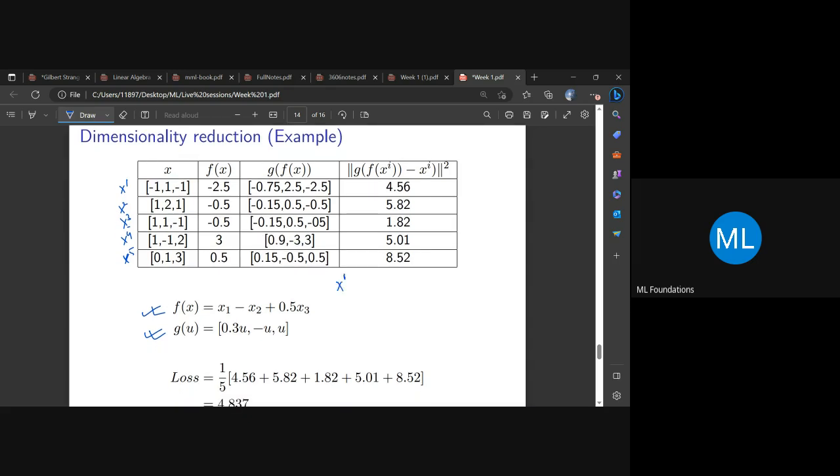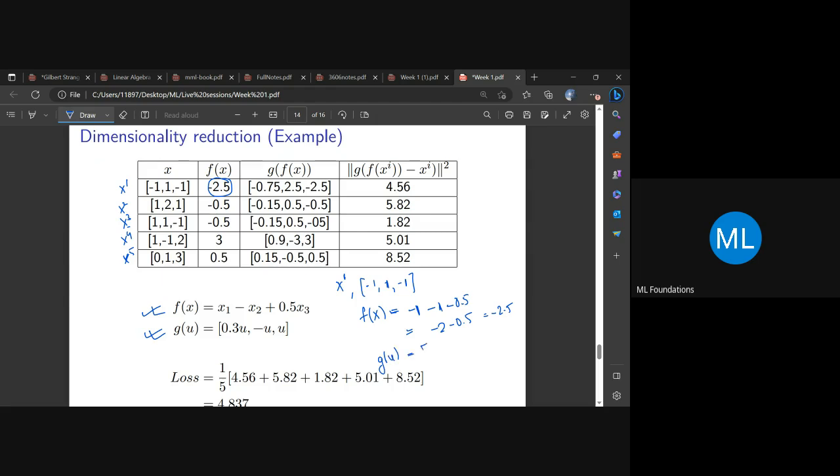You see x1 is minus 1, 1, minus 1. So what is f of x? f of x is defined as x1 minus x2 plus 0.5 x3. So you will get minus 1 minus 1 minus 0.5, and this is minus 2 minus 0.5, which is minus 2.5. So this is what we have obtained here. Now g of u is defined as 0.3 u, minus u, u.